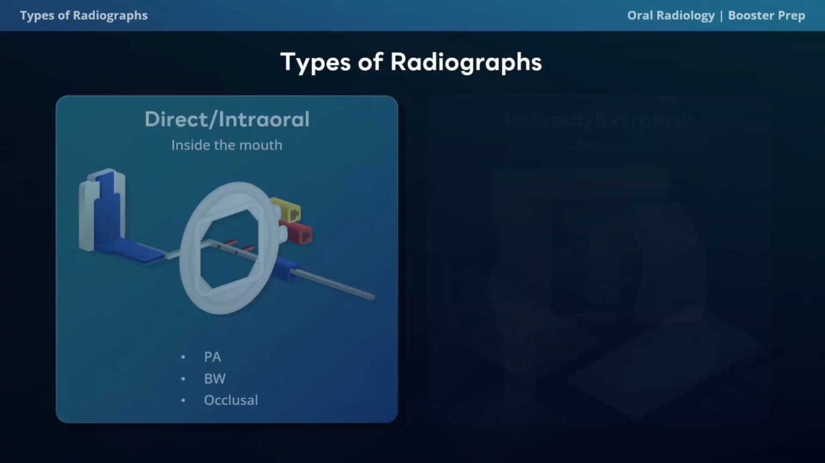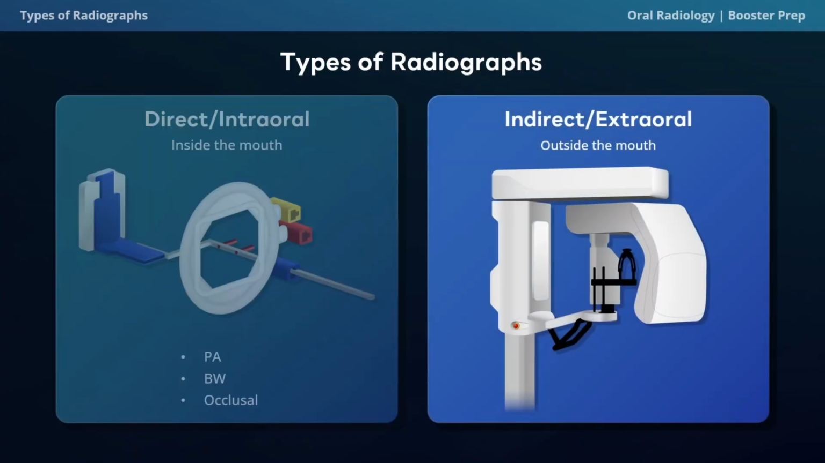Now, the second type is indirect or extraoral x-rays, and in this case, the screen or the receptor is actually placed outside of the patient's mouth, and the x-ray photons first hit the screen before they make their way to the film or the sensor. And you've probably heard of panoramics, cephalometrics, and CBCTs, which all fall under the indirect x-ray category. All right, let's take a closer look at each one.